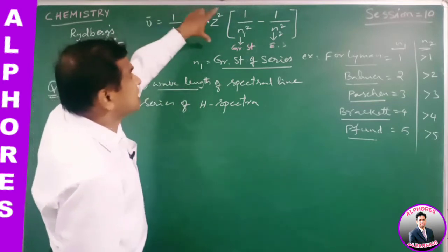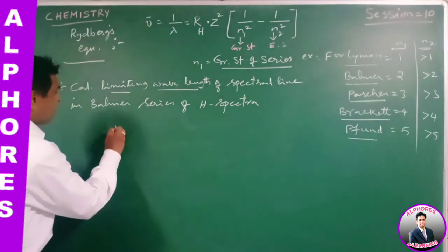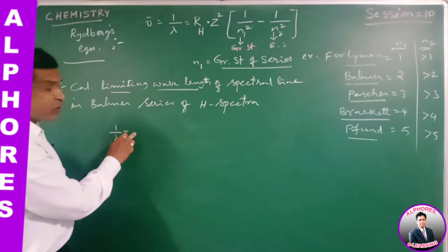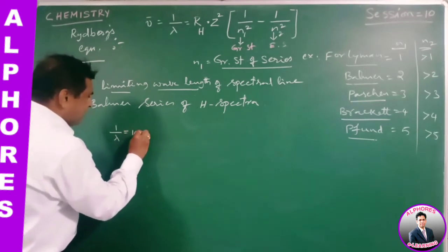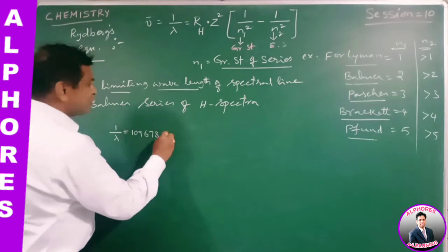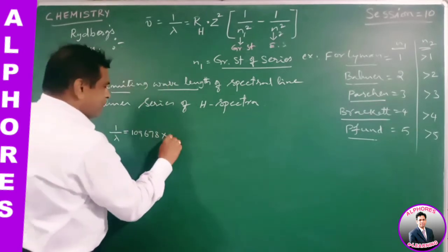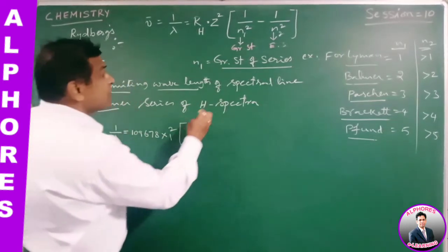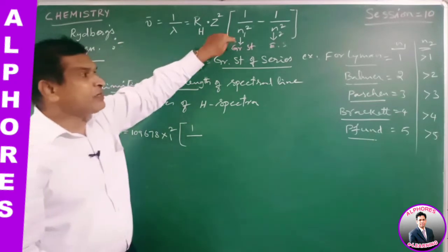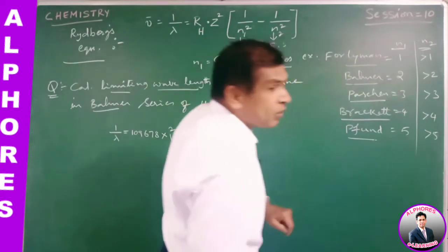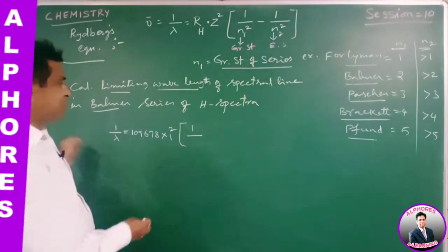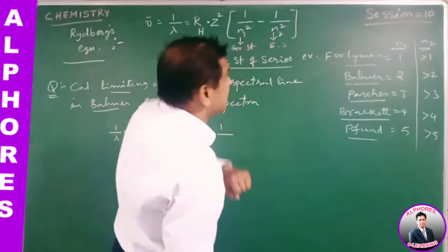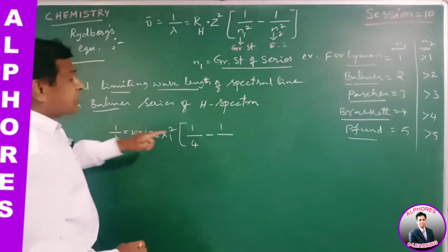Okay, now we are using the same equation. Okay, let us see. 1 by lambda is equal to R, that is the Rydberg constant value, we can substitute. Okay, that is 109,678 into Z square, hydrogen atomic number is 1, into 1 by N1 square minus 1 by N2 square. For Balmer series, N1 is 2, that is Balmer series is formed at the second energy level, that is 2 square means 4, minus 1 by N2 square. N2 means, it is the limiting line, he said.